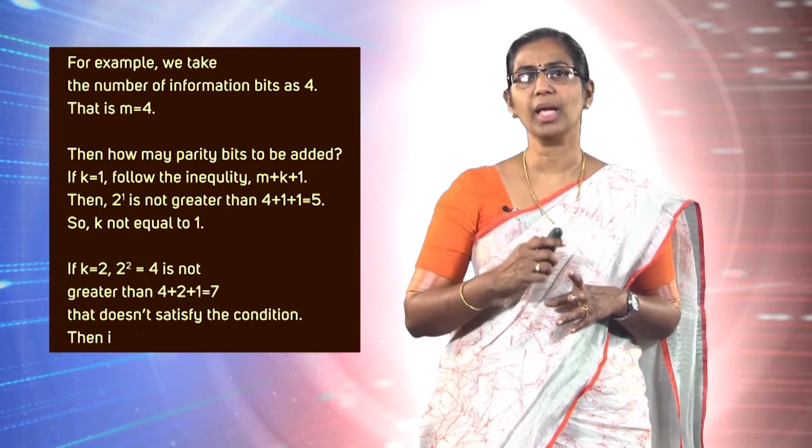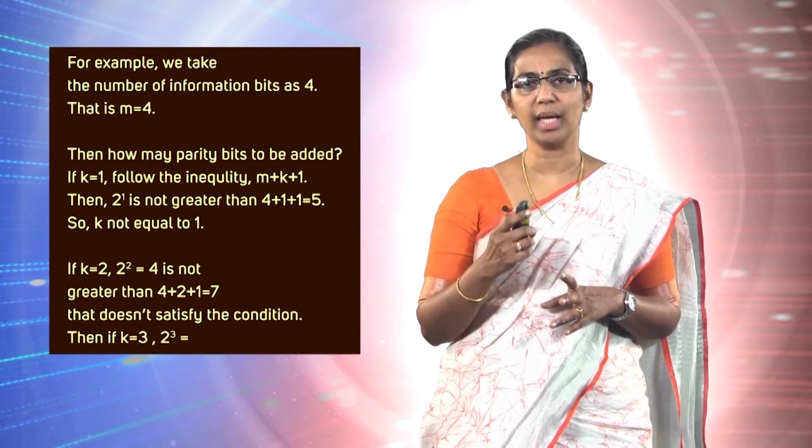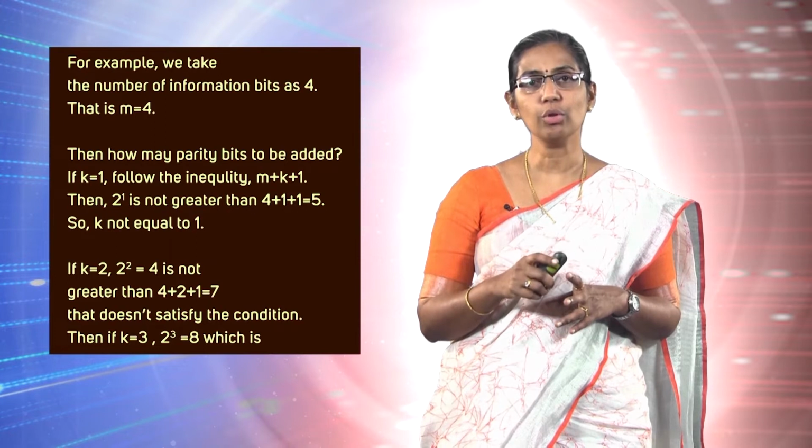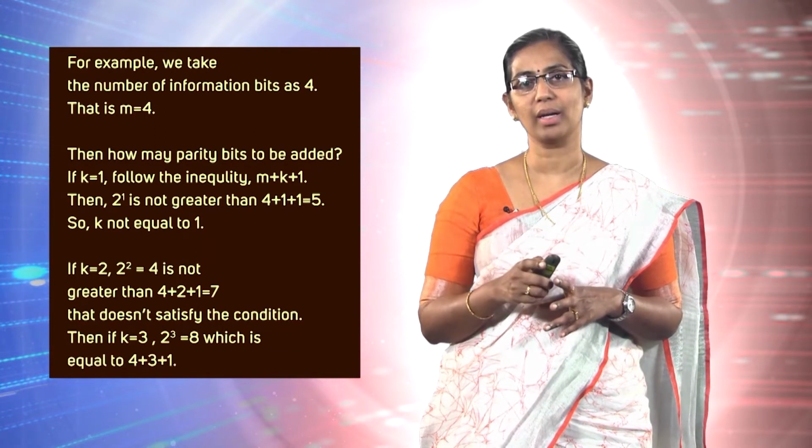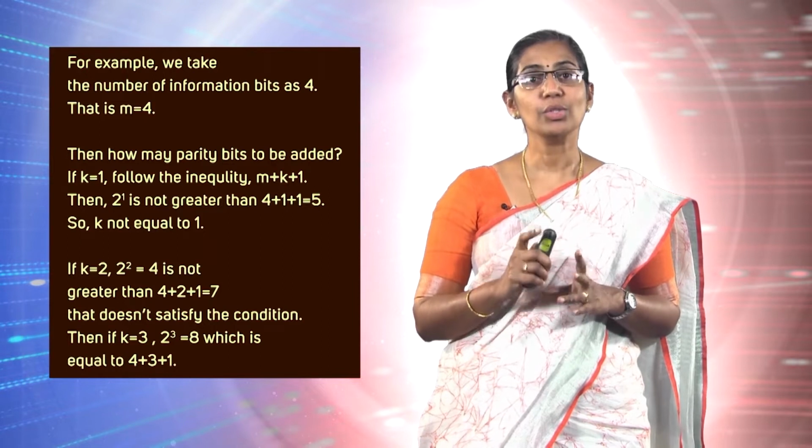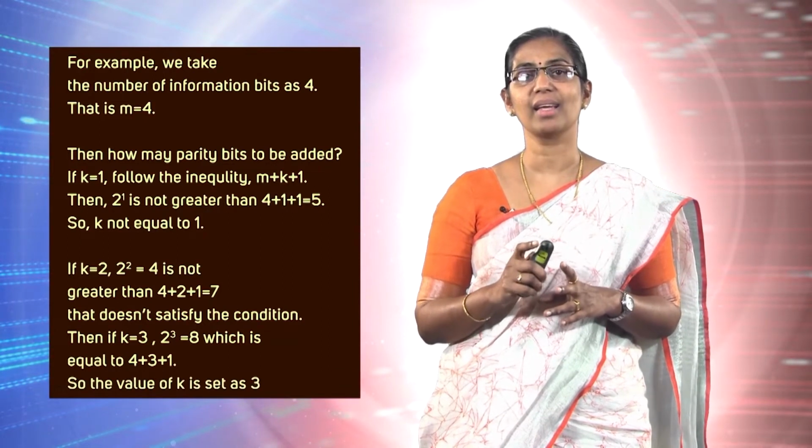Then check if k equal to 3: 2 cubed equals 8, which is equal to 4 plus 3 plus 1, that is m plus k plus 1. So, the value of k is set as 3. K equal to 3, and the total number of bits in the Hamming code will be m plus k, that is 4 plus 3, which is equal to 7 bits. The number of actual data bits is 4, and 3 are parity bits. Where do we position these parity bits and data bits? That is the next question.